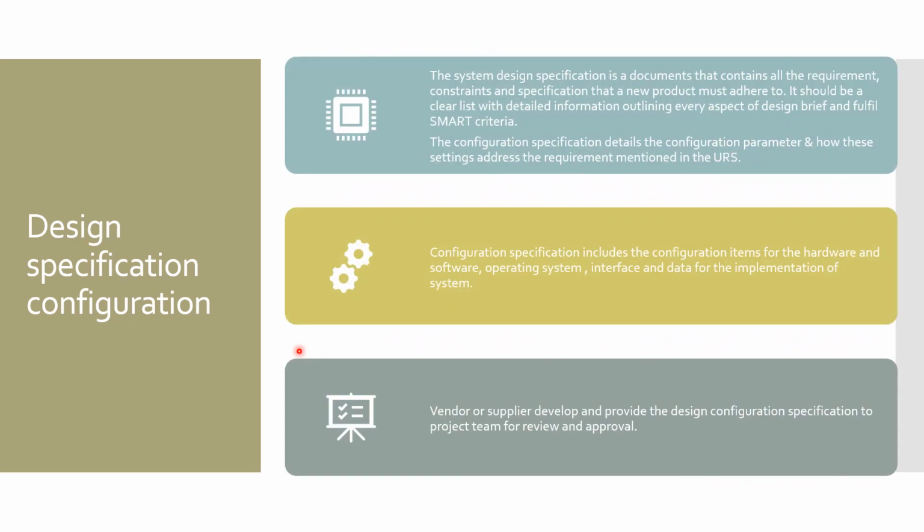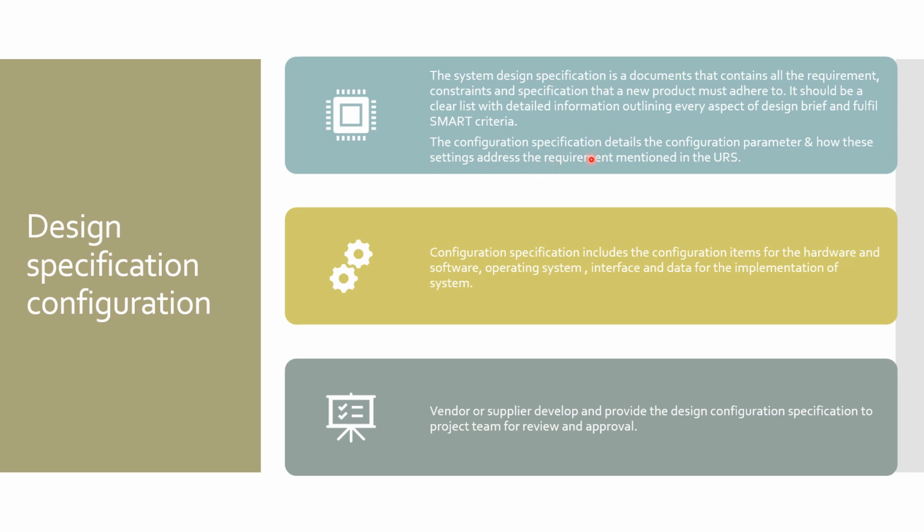So now in this slide we will discuss about what is system design configuration specification. The system design specification is a document that contains all the requirement constraints, that means any control or limitation and specification that a new product must adhere to. So it should be a clear list with detailed information outlining every aspect of design brief and fulfill the SMART criteria. That is, your design specification configuration must be specific, measurable, achievable, realistic and testable.